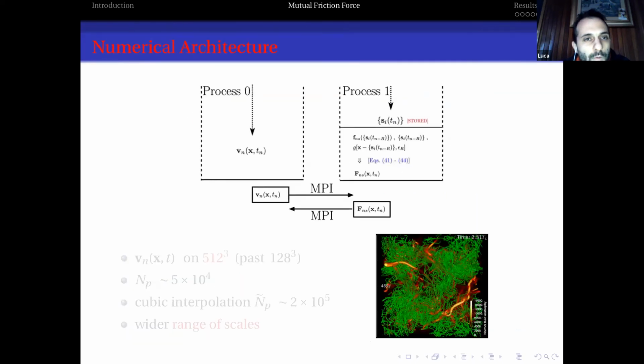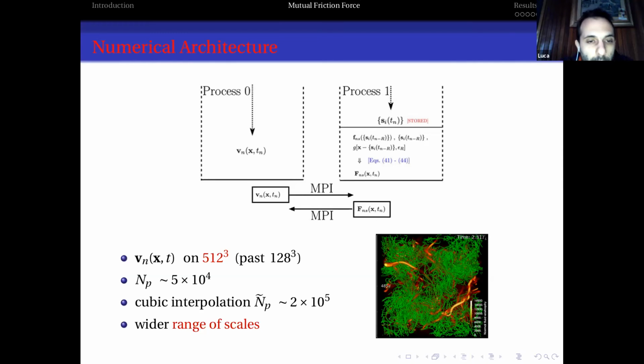Just a last word about the model before going to results. We also developed a new numerical architecture, which separates the integration of the Navier-Stokes equation and the evolution of the vortex tangle into different cluster nodes. This allows us to reach very high numerical resolution, up to 512 cubed compared to the past 128 cubed. The number of points is about 50,000, but with some cubic integration scheme we can go up to 200,000, and so we can resolve a wider range of scales.